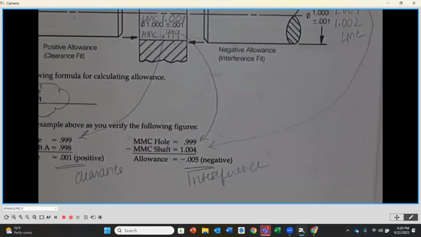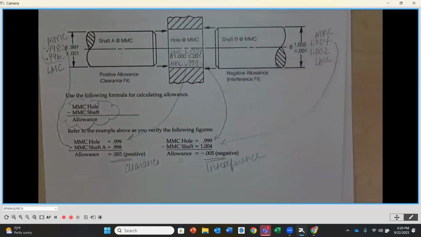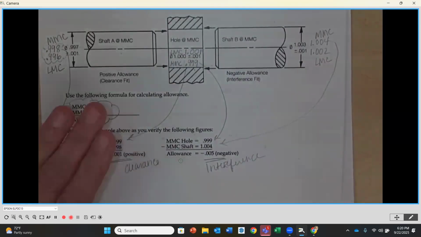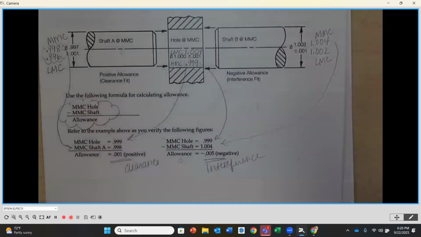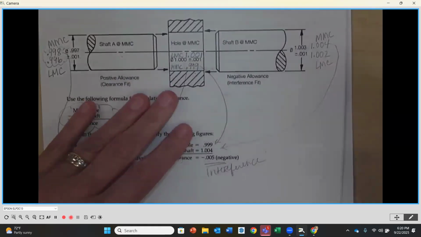Okay. And again, neither one of these fits is right or wrong. They're just two different fits. Positive clearance, negative interference. Questions about MMC, LMC, interference, clearance, allowance, all that stuff.